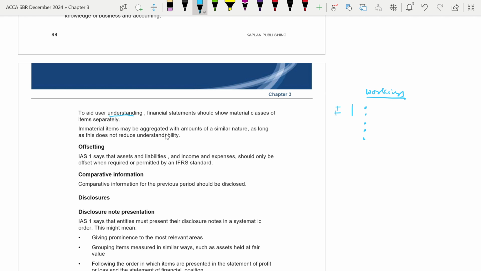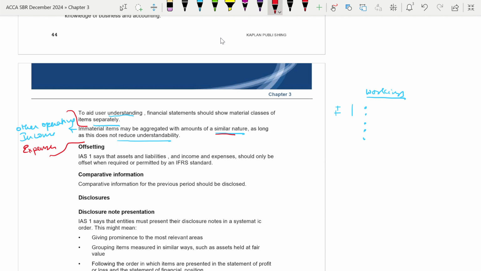Financial statements should show material classes separately. Immaterial items may be aggregated with amounts of similar nature, as long as it does not reduce understanding. What are the immaterial items? We have done other operating income, or other operating expenses in the previous case. Other operating income or other operating expenses come under the category of immaterial items, meaning similar items that are smaller in value and do not occur on a regular basis. Those items we can club, as they may be aggregated with amounts of similar nature.